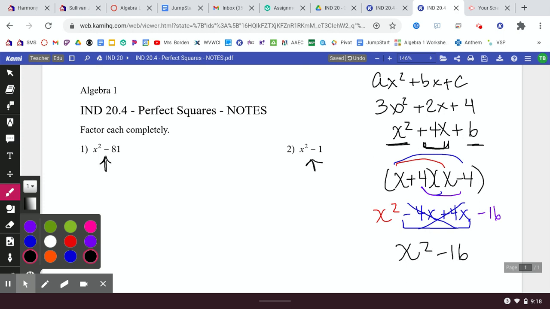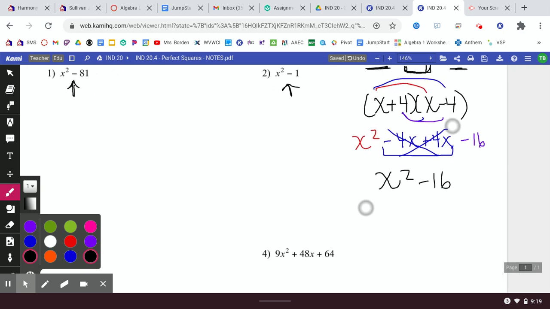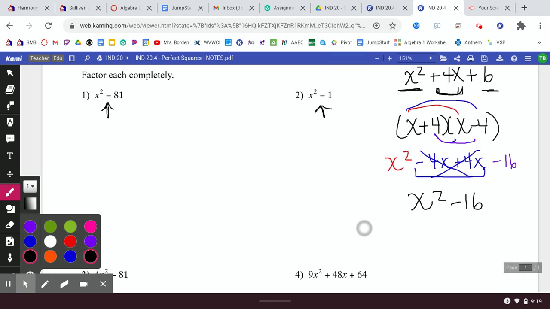Okay, and I told you back then that we would learn that this is a special case called a difference of perfect squares, where the two middle terms cancel each other out, and so it reduces down to x squared minus 16 in this case. And what you'll notice about x squared minus 16 is that x squared is a perfect square because it is two exact things times itself, right? It's x times x. And 16 is a perfect square because it is 4 times 4.